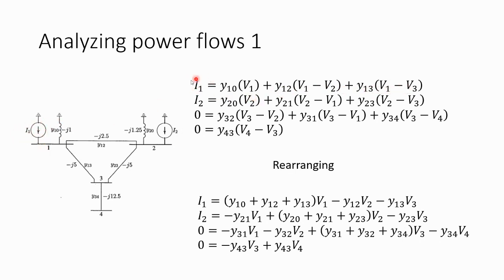I1, into bus 1, is equal to the current flowing away from bus 1. The first term is V1 multiplied by Y10, which is on this branch. The current flowing on this branch is the difference between the potential on bus 1 and ground, which is 0, multiplied with the admittance on this branch, Y10. And the current on this branch will be the difference between bus 1 and bus 2, multiplied by the admittance Y12.